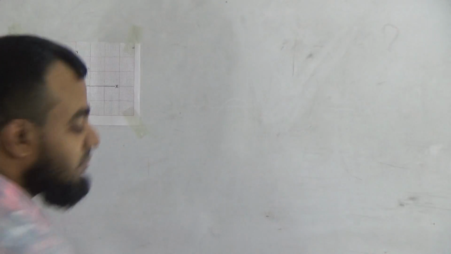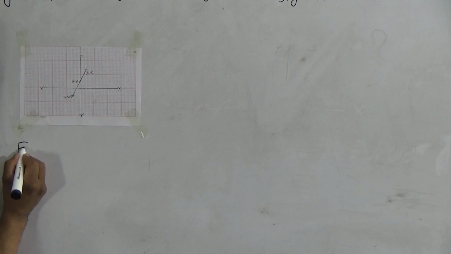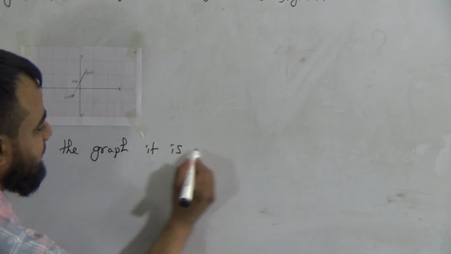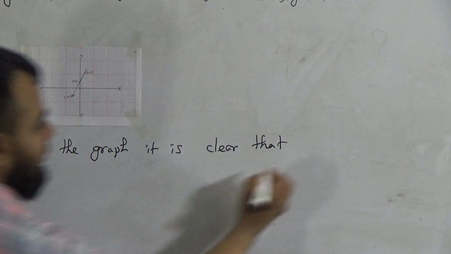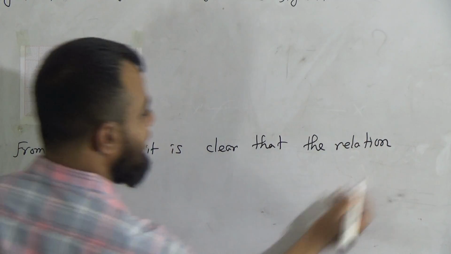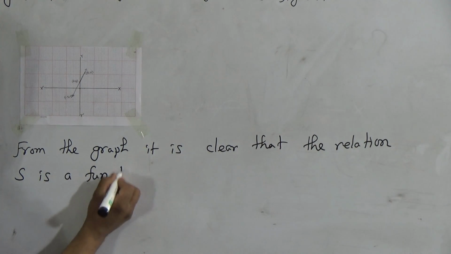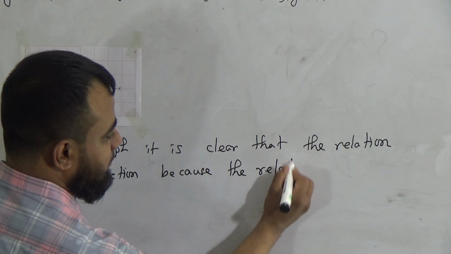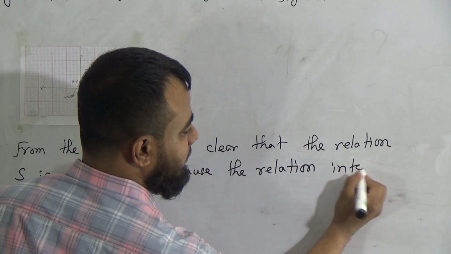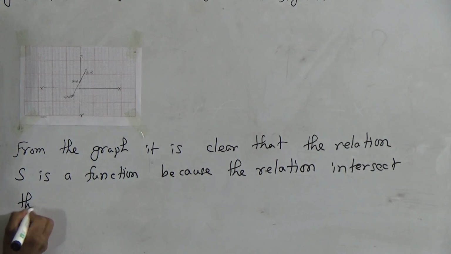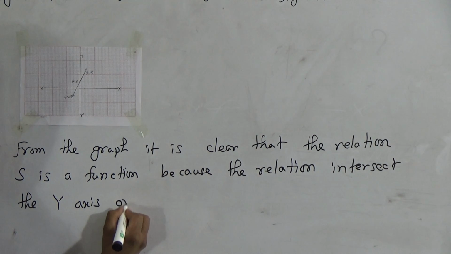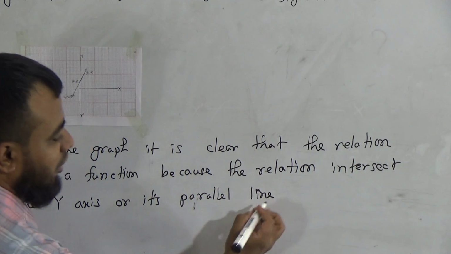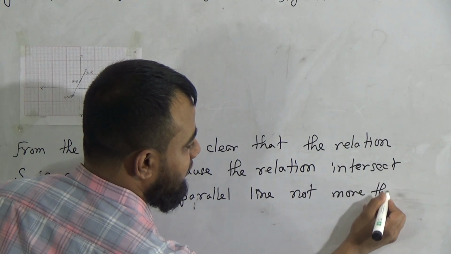Now we'll write down these lines from the graph. From the graph it is clear that the relation is a function. It's a function because the relation intersects the y-axis or its parallel line not more than one time.